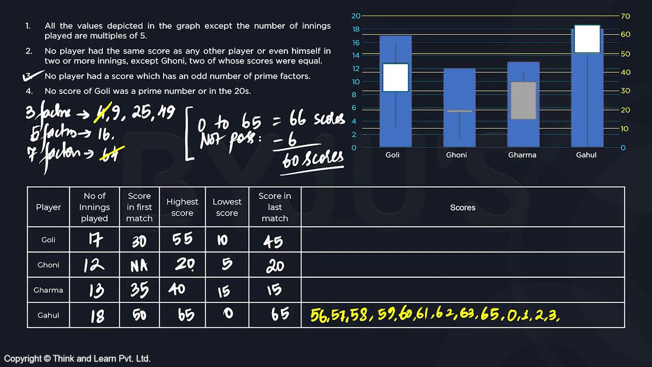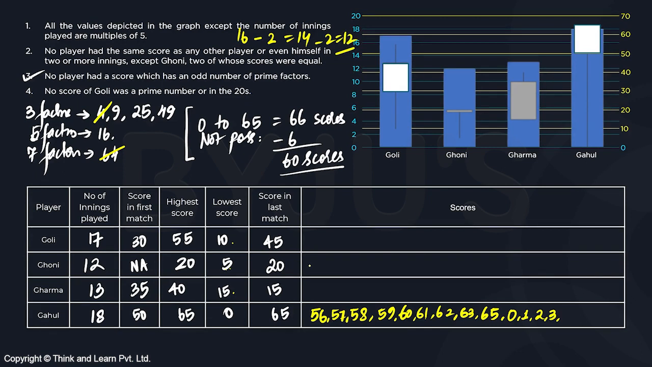For Goni, the range is 5 to 20, minimum 5 and maximum 20. 9 and 16 are not allowed. So 5 to 20, if we count, these are 16 scores, and 9 and 16 cannot be used. So we are left with 14 scores. We need 12 innings or 12 different scores for Goni. Out of these, 10 and 15 will be used for Goli and Garma. So 2 more go away, and we will be left with 12.